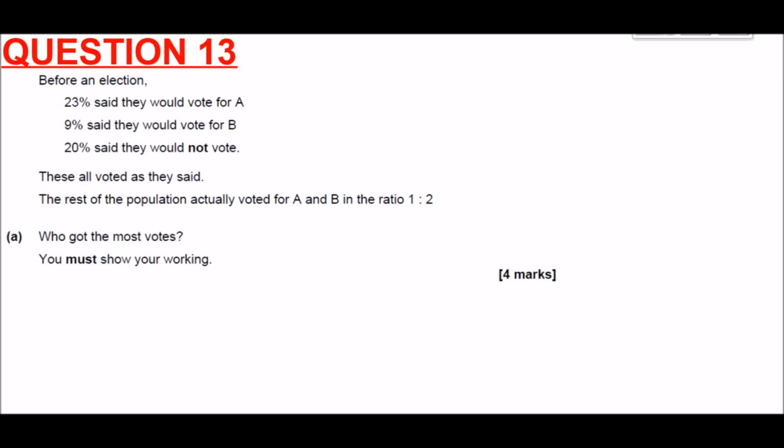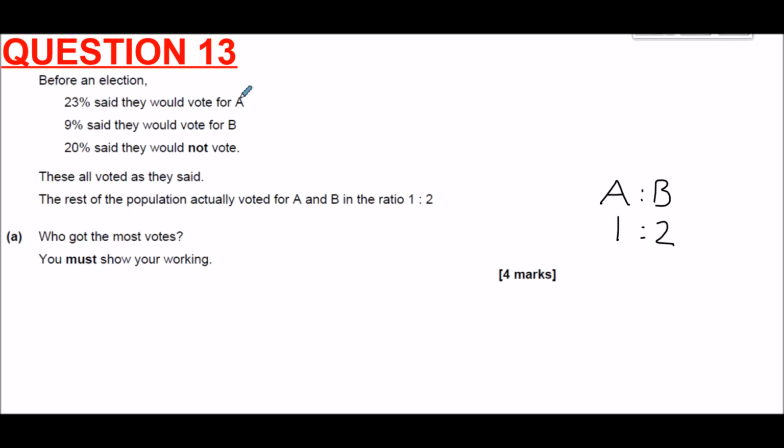Question 13, we're talking about an election. It says, before an election, 23% of people said they would vote for party A, 9% said they'd vote for B, 20% said they would not vote. So all those people voted as they said they would, and the rest of the population actually voted for A and B in the ratio of 1 to 2. So just writing this here, the rest voted A and B in the ratio 1 to 2.